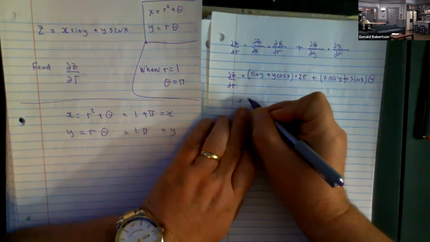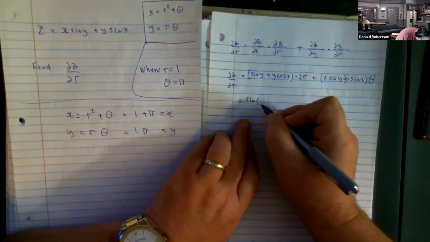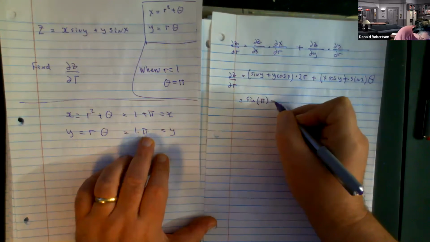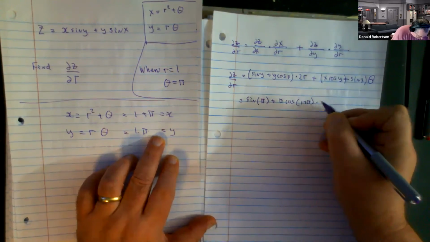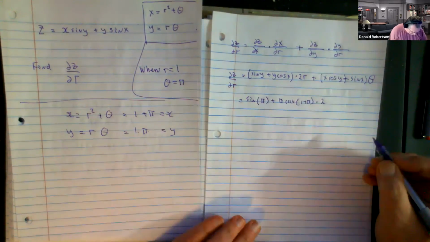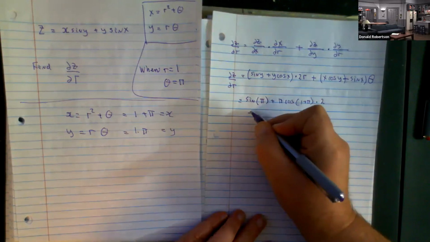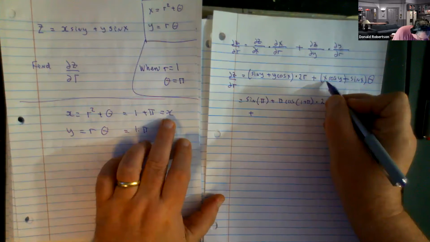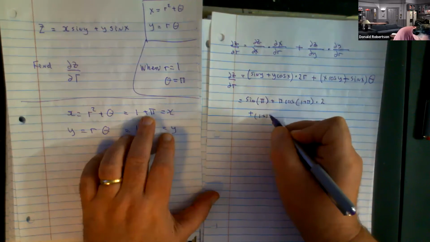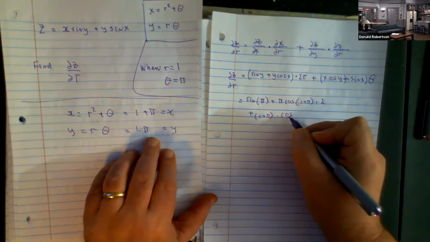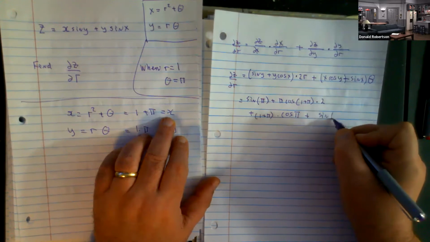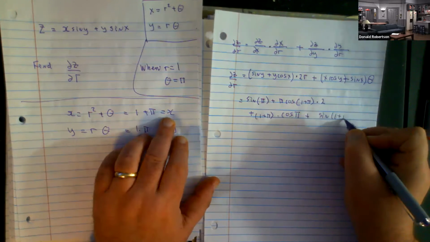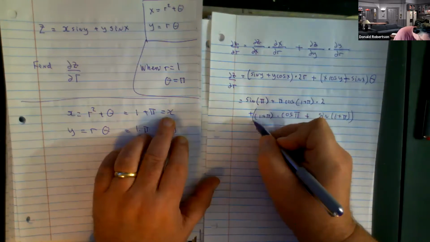And back to the side. It's now going to be the sine of pi plus pi times the cosine of 1 plus pi, multiplied by 2 times 1, which is 2. Not enough room here, so plus x, x is equal to 1 plus pi, cosine of pi plus the sine of x. So that's the sine of 1 plus pi. So that's all of that stuff.